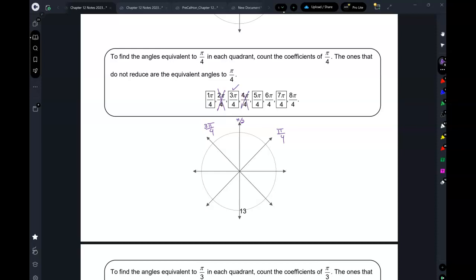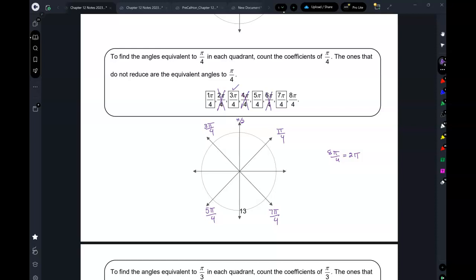5 pi over 4 does not reduce. 6 pi over 4 reduces. 7 pi over 4 stays. And then what's 8 pi over 4? 2 pi. Okay, so that's a full circle.